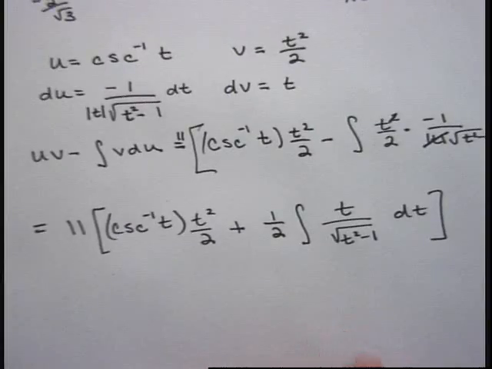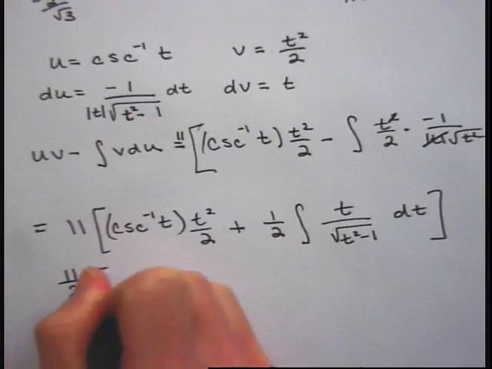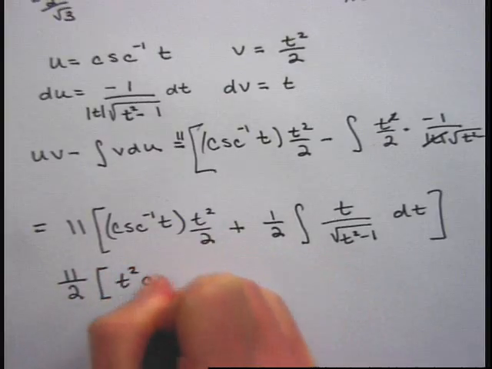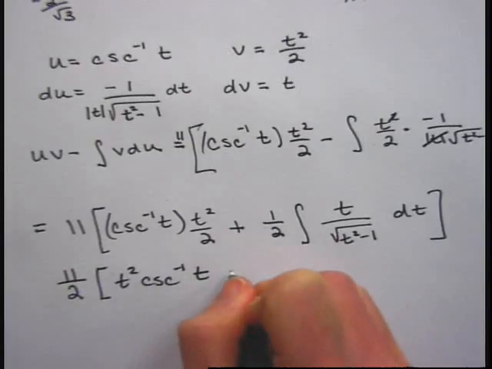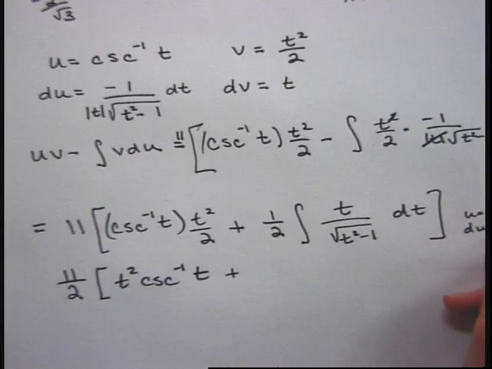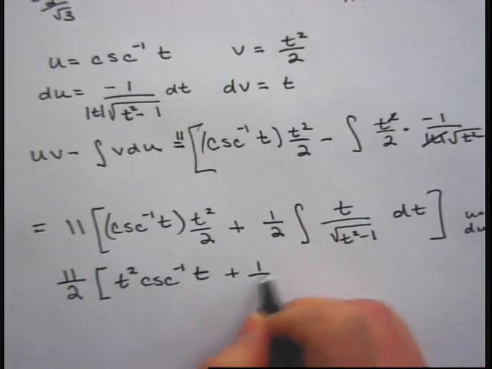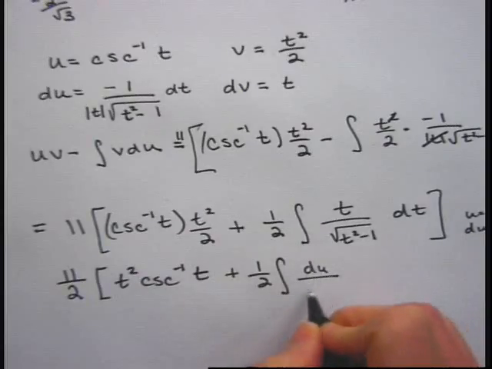To help me with fractions and computation, I'm going to pull that 1/2 out of both of them. So I'm going to have 11 halves, and I'll write this as t squared inverse cosecant t plus, and here, if I let u equal t squared minus 1, then du is equal to 2t dt. So I'm going to have another 1/2, and this will be the integral of du over square root u.